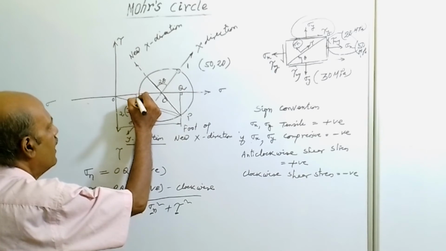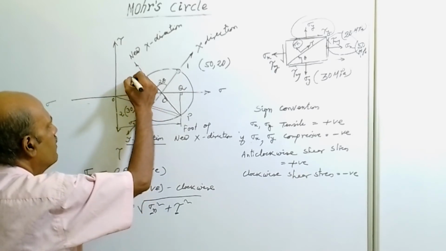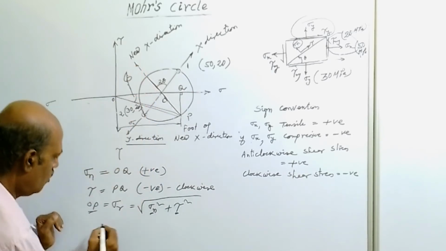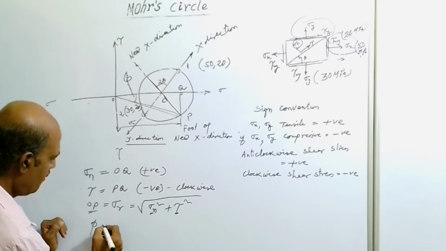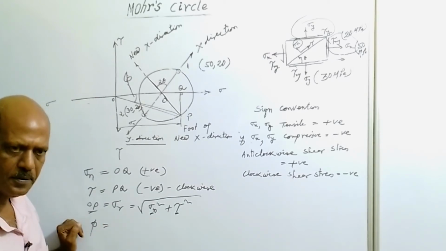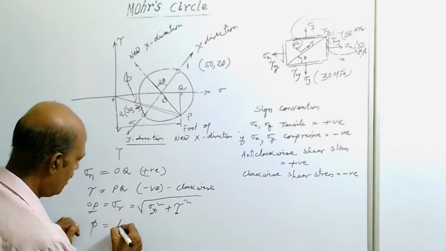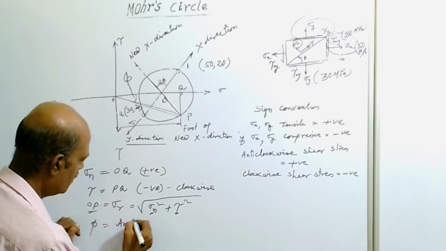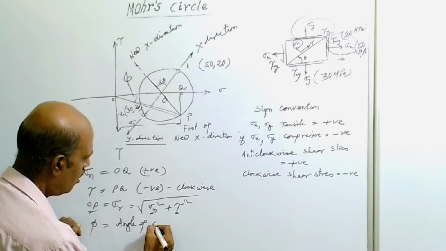Measure this angle. Let this angle be phi. So what is phi? By measuring, this angle is called the angle of obliquity.